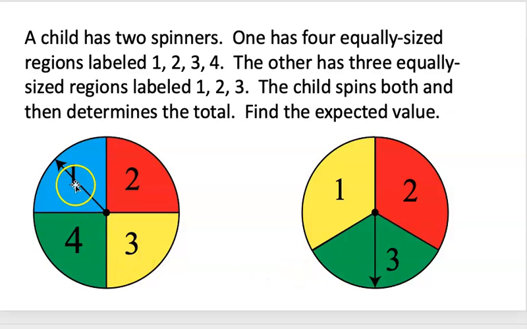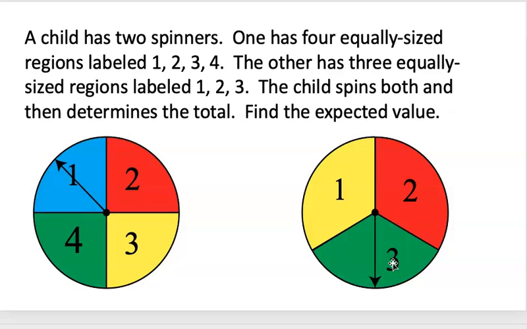So the lowest number I can get on this spinner is 1. The lowest number I can get on this spinner is 1. So the lowest possible sum I can get is 1 plus 1 is 2. What's the highest possible sum I can get? Highest possible sum on this spinner is 4. Highest possible on this spinner is 3. Highest possible I could get is 7. So I guess my possibilities are 2, 3, 4, 5, 6, and 7.